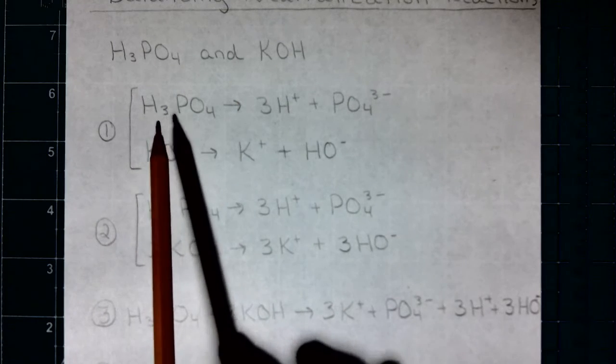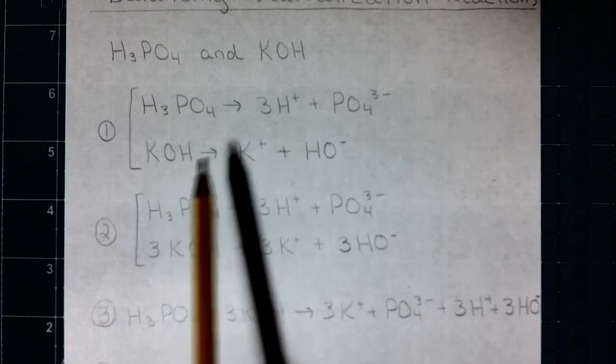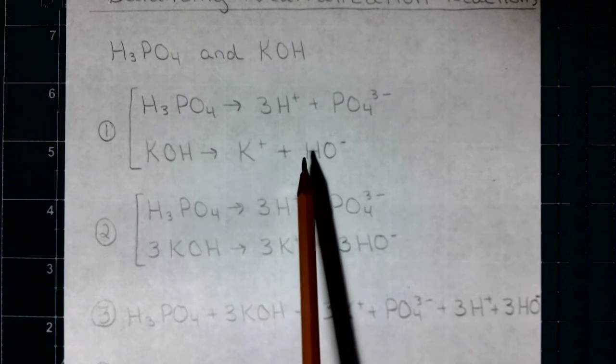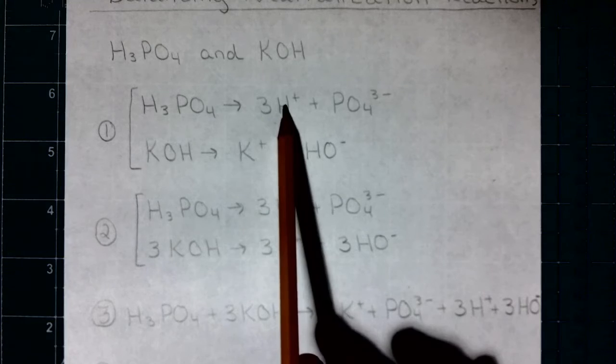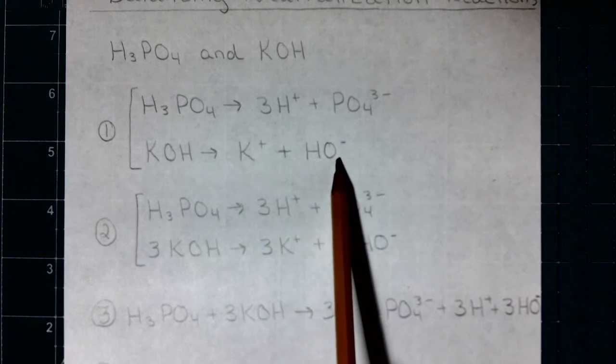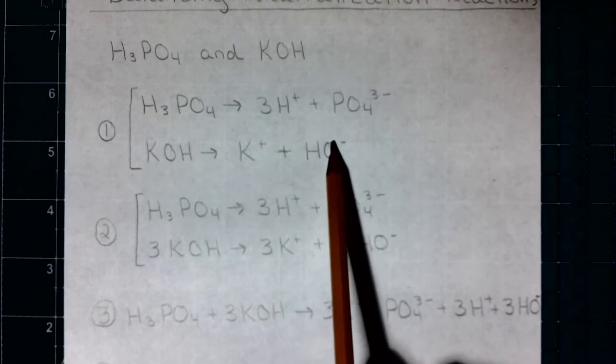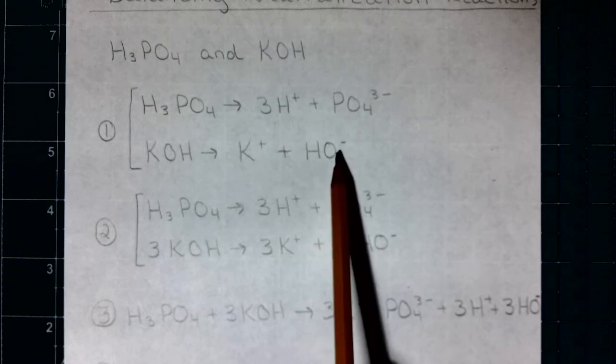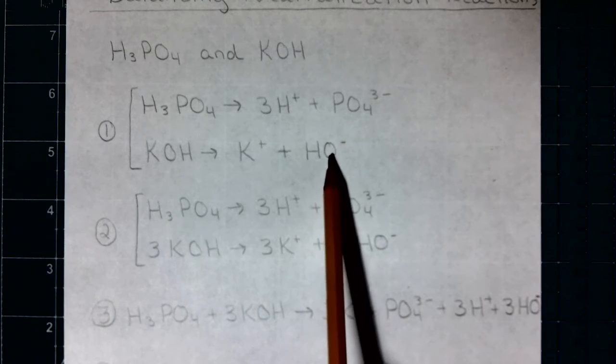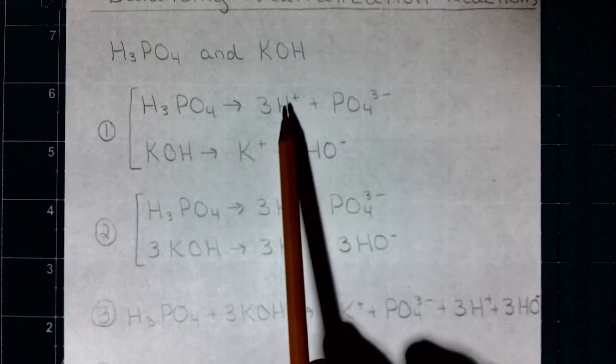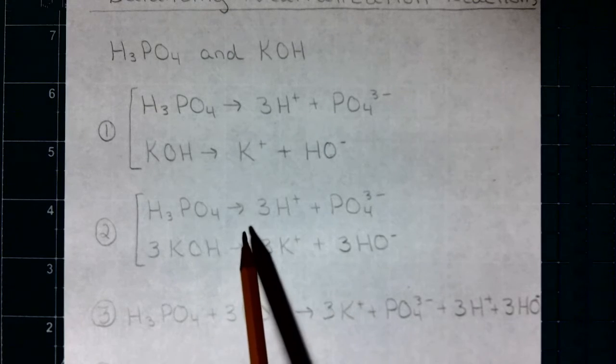First thing we're going to do is write out our dissociations. We've already seen what they are here. We know we're going to have 3 protons produced here and 1 hydroxide here. Now we know that we ultimately need to neutralize these. So that means that we need the same number of hydroxides as we have protons.